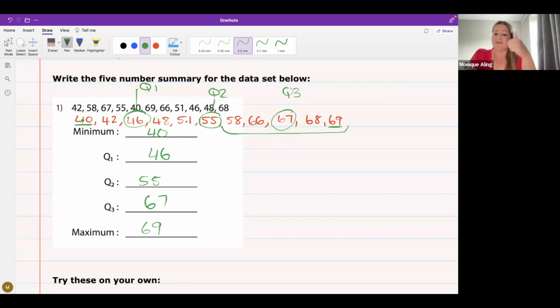This summary helps us find our interquartile range. It helps us find our range quite easily. And it's going to help us read and understand box and whisker plots, which is going to come into play now. Is everyone happy with this?